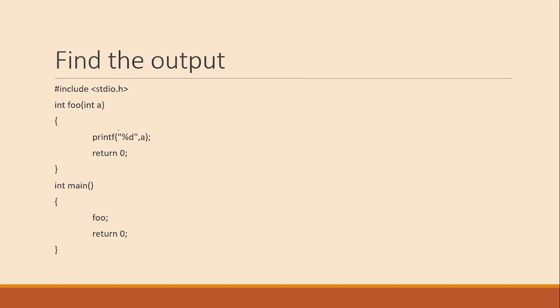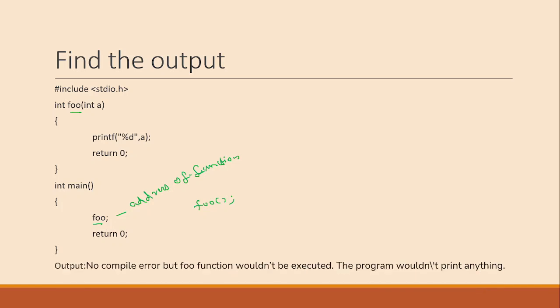And in this one, you have a function called foo. To make a call to this function, generally the function will be called like this with parentheses. But here I am not using the parentheses, and it will not result in any error because it will simply represent the address of the function. So there is no compiler error, but the foo function won't get executed. The program won't print anything.